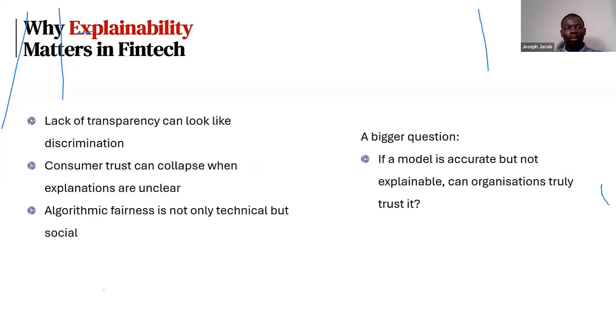If they've not taken time to ensure that they are able to explain, then they should know that socially people are going to feel some type of way about how they get their limits and their credits. They're going to say, even though you've said you've accounted for it in your technical area, you should be able to explain to people because they want to know about it. So the bigger question is: if a model is accurate but not explainable, can organizations trust it? Which takes us to the model that was created.